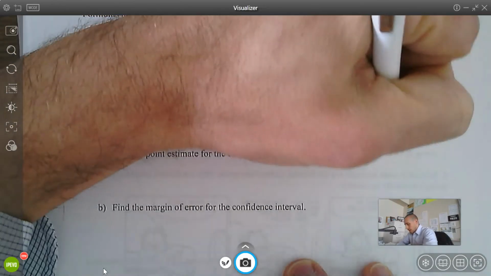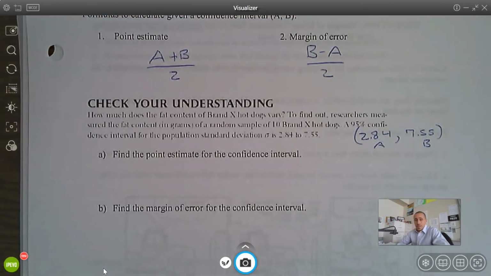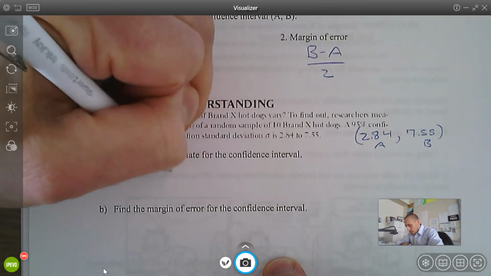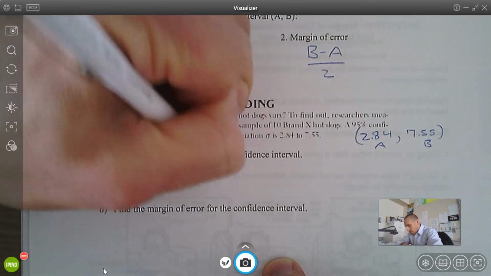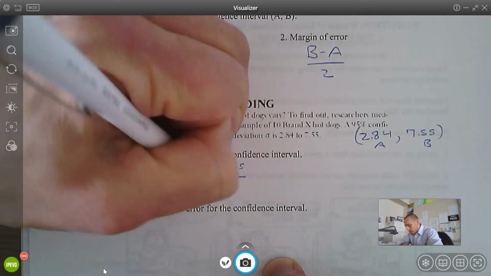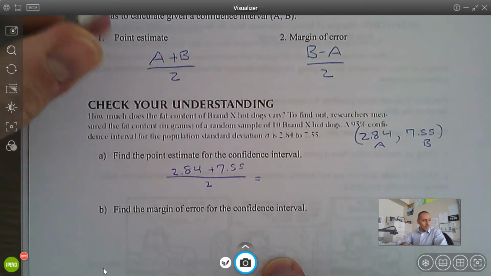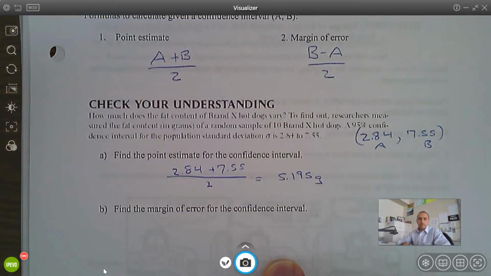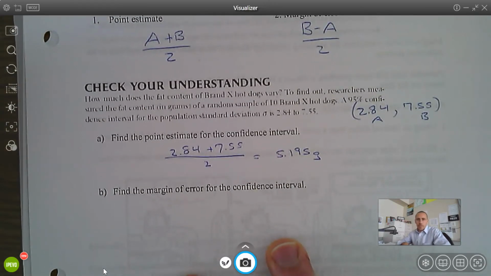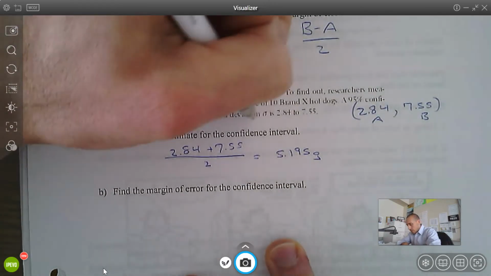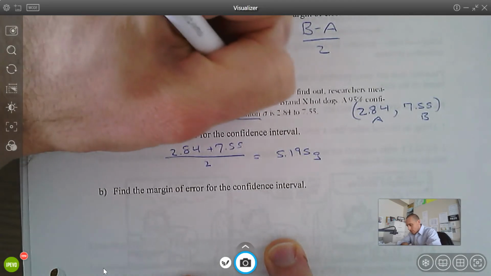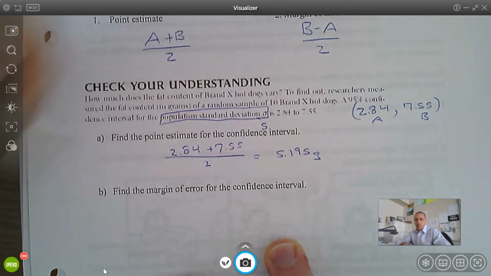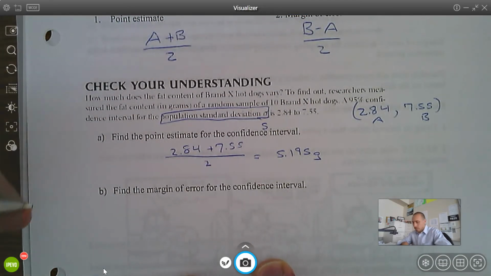So you can think of this as A, B. The point estimate's right in the middle. So I just need to find the average of these two numbers. So it's going to be 2.84 plus 7.55 divided by 2. That is 5.195 grams. That would be the sample standard deviation because we're trying to estimate the population standard deviation sigma. So we'd be estimating it with S, the sample standard deviation.